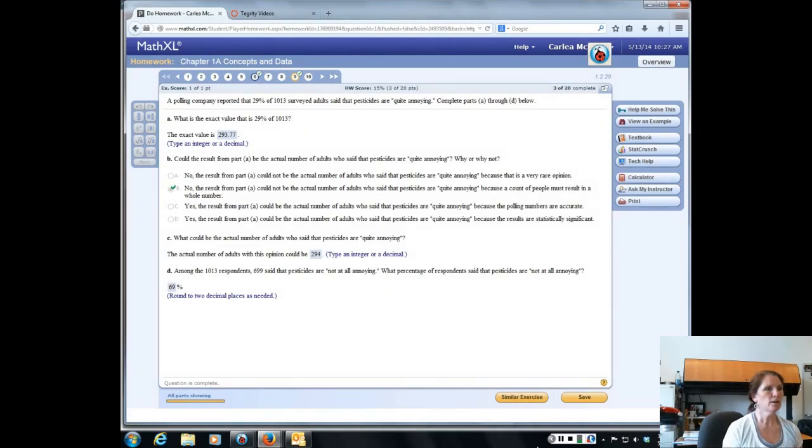Okay. Let's see. A polling company reported that 29% of 1,013 surveyed adults said that the pesticides are quite annoying. Complete parts A through D. So what is the exact value of 29% of 1,013? I'll show you the math work on this one, just in case you've forgotten how to do some of those things.